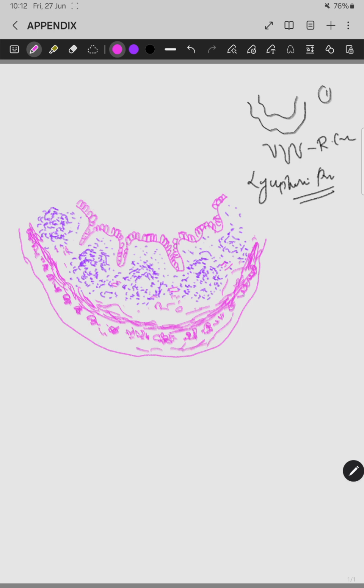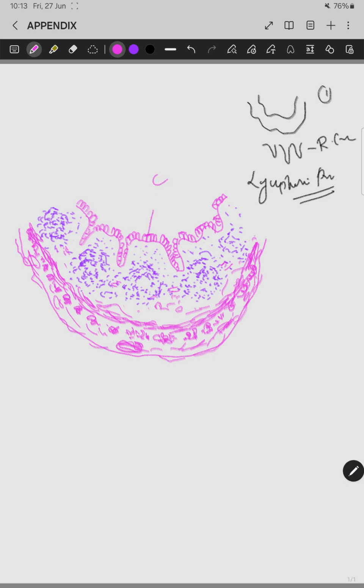And after that we can see there is a serosa which contains the appendicular artery or vein, just like that, and outside that we can see the serosa which is lined with the mesothelial cells. So this is the section. Finally you have to label this.